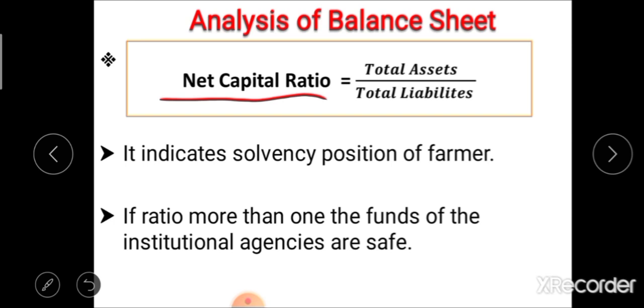This net capital ratio indicates the solvency position of a farmer. If this ratio is more than 1, then the funds of institutional agencies are safe. That means if this net capital ratio is greater than 1, then whatever loan or funds are taken from an institutional agency, those funds are safe. That means the farmer is capable of repaying his entire loan amount within a stipulated time period. That is net capital ratio.